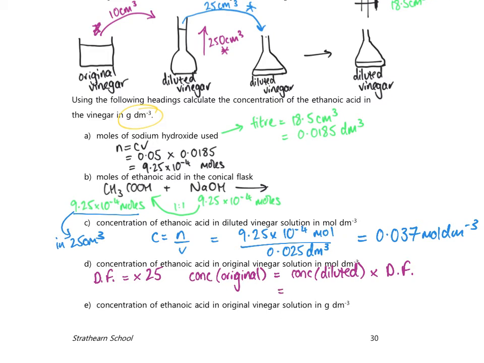So the concentration of the ethanoic acid within the diluted vinegar is 0.037 multiplied by my dilution factor, which is times by 25. Which should give you 0.925 moles per decimeter cubed. So that's the concentration of my original vinegar.